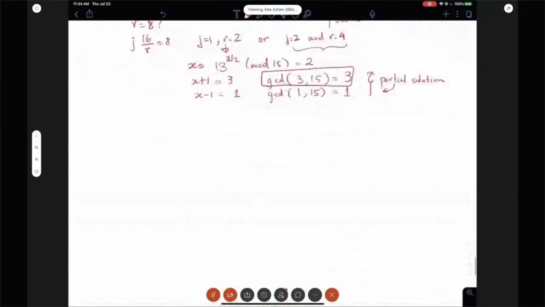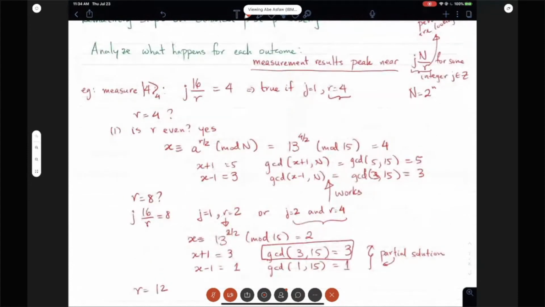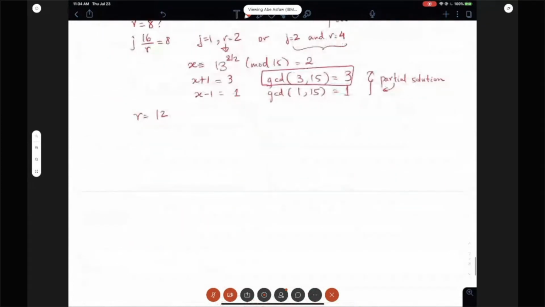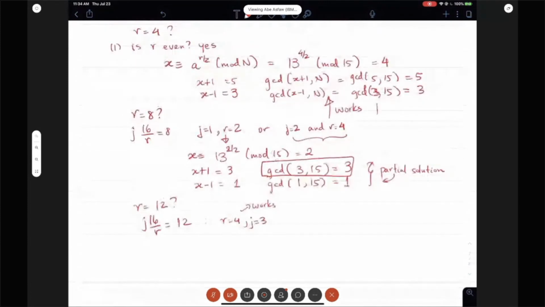You can go through exactly the same calculation for the case when r is 12. Remember, the possible measurement outcomes were 0, 4, 8, and 12. So if r is 12, what happens? j times 16 over r is 12. What results make that possible? Well, either r is 4 and j is 3, which gives you back exactly the results that we had above. Remember, we had r is 4 working here, and it gives us 5 and 3 as factors.